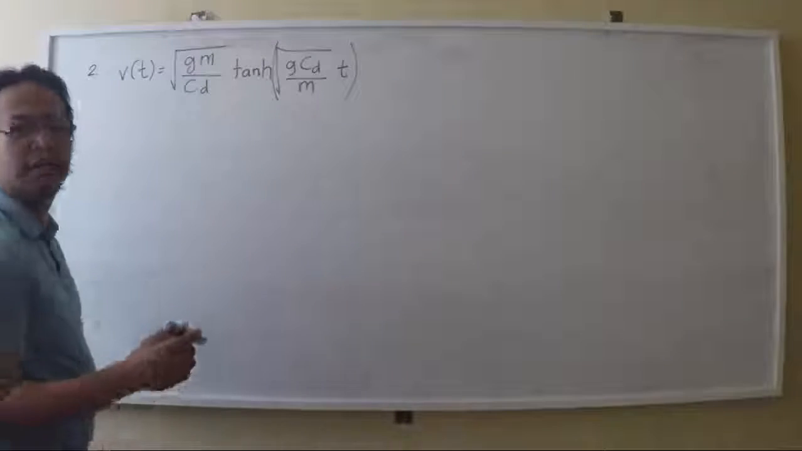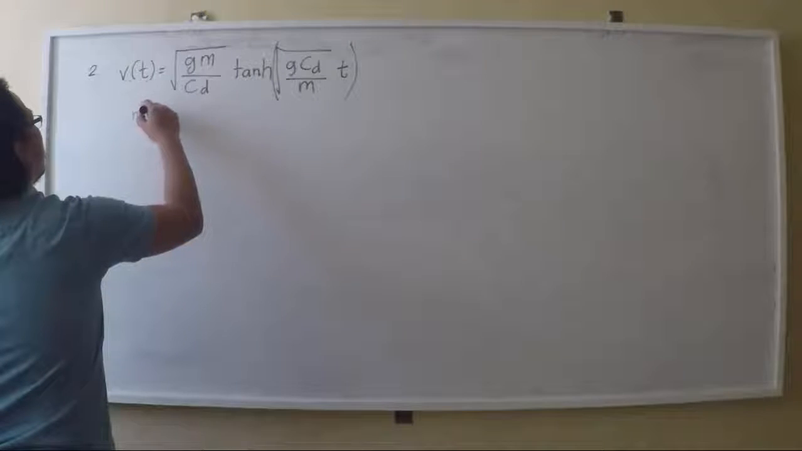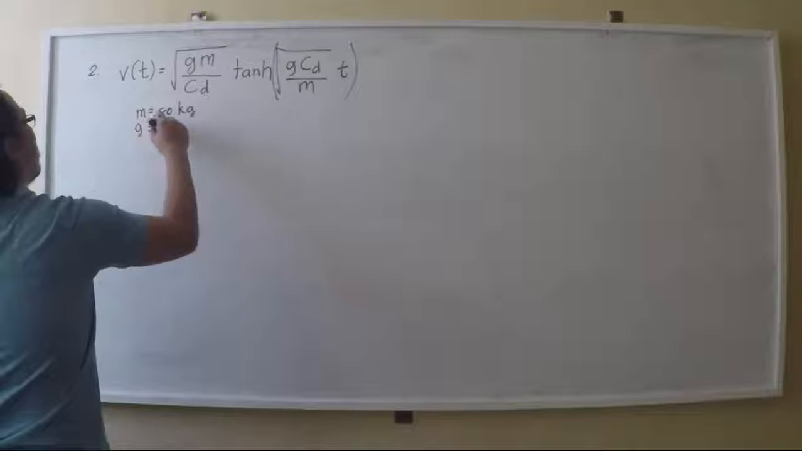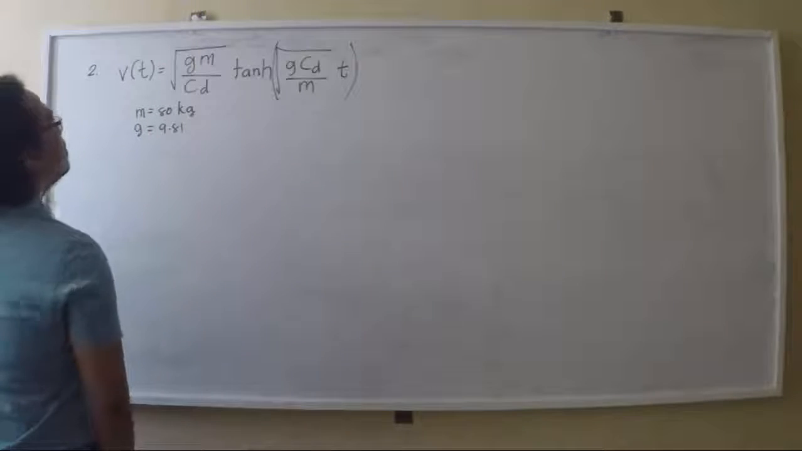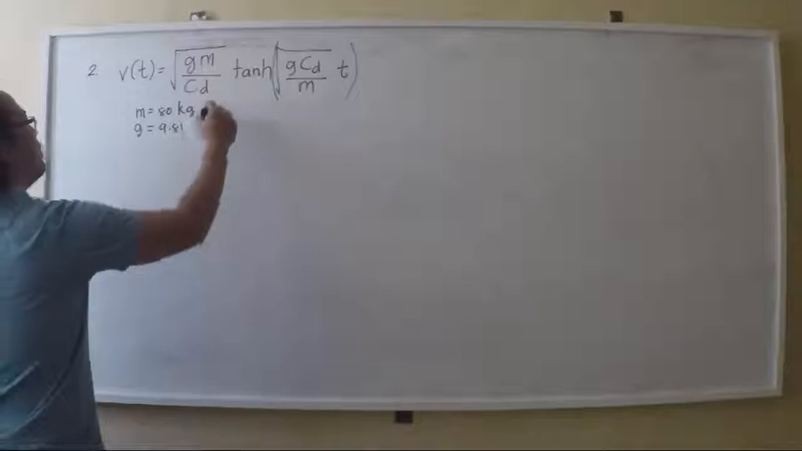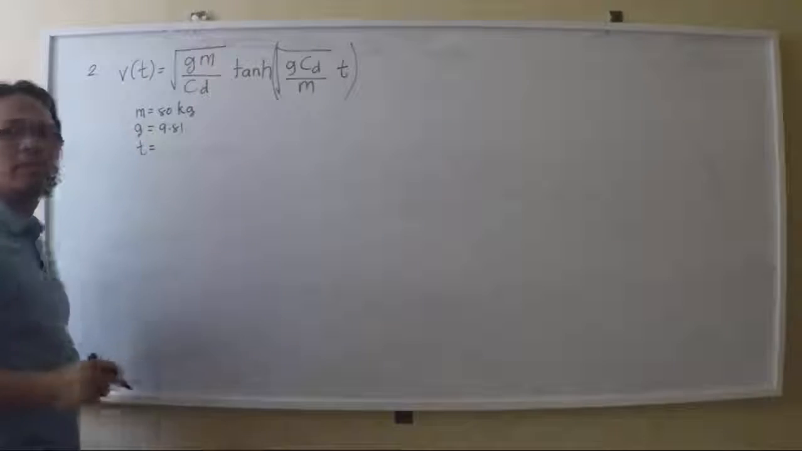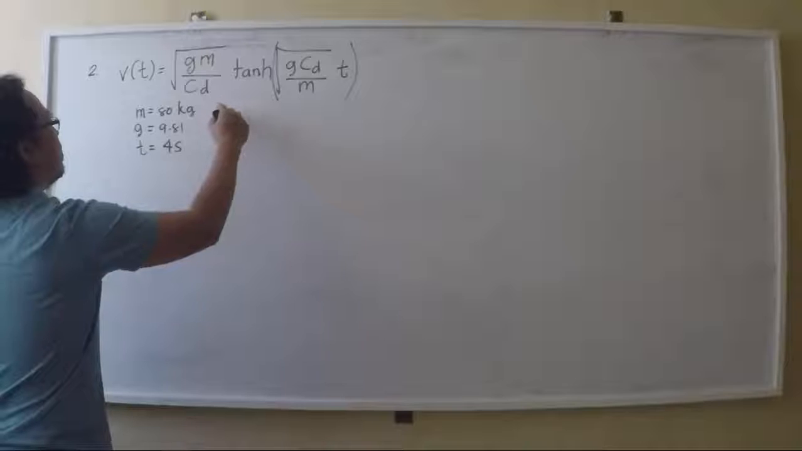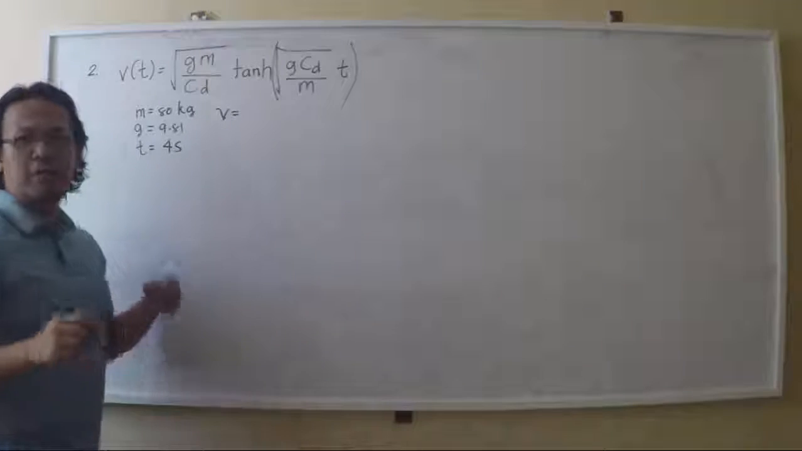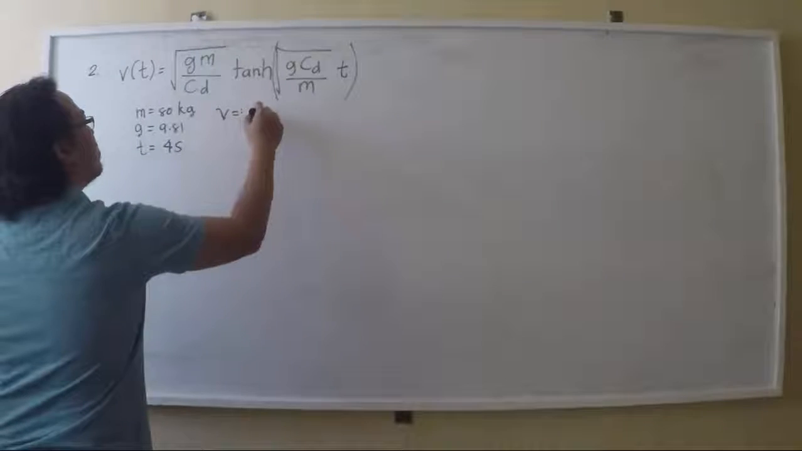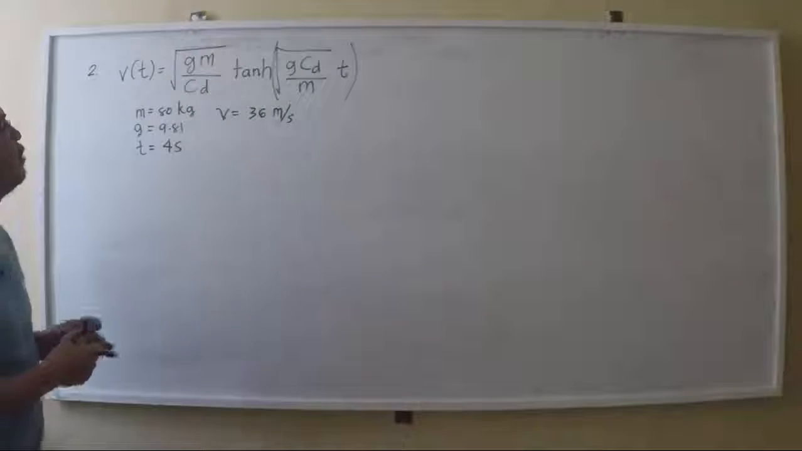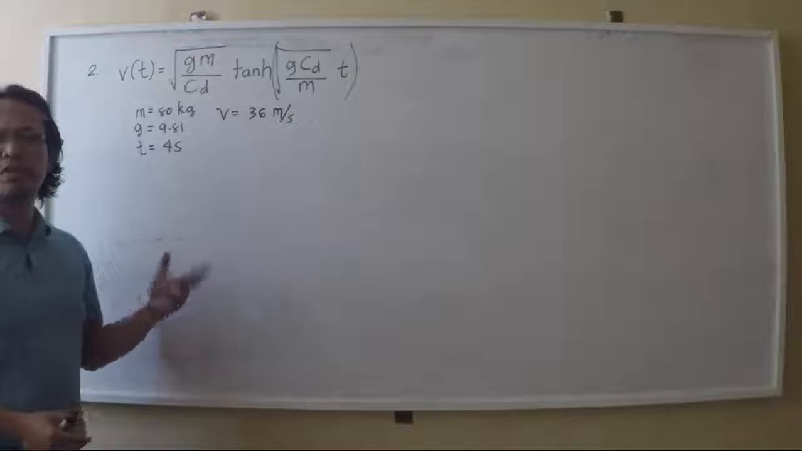Now, the problem here is asking for the value of the coefficient of drag, given that the mass is 80 kilograms, g is 9.81, time is equal to 4 seconds, and with a velocity of 36 meters per second. So as you can see, the unknown here is CD. We will compute that coefficient of drag.